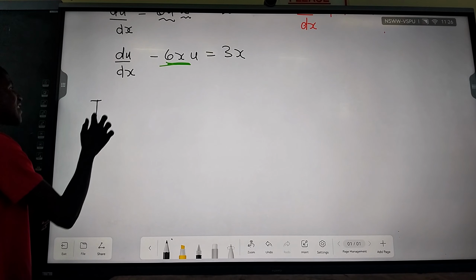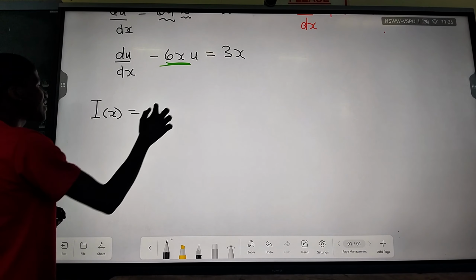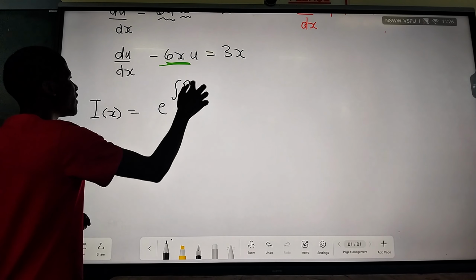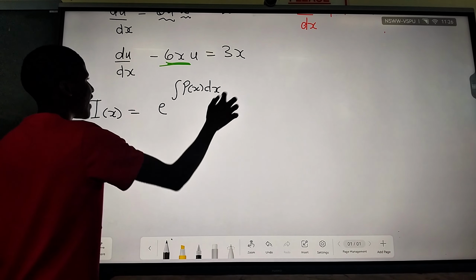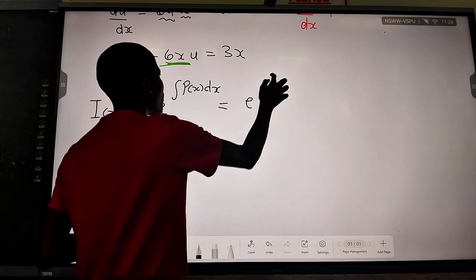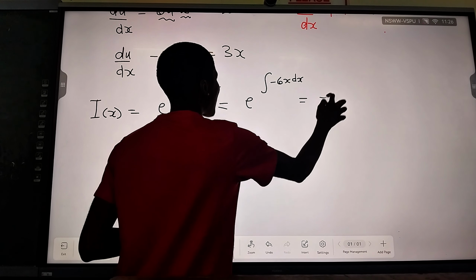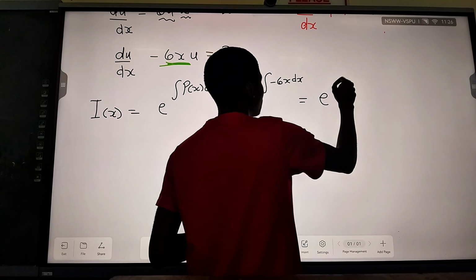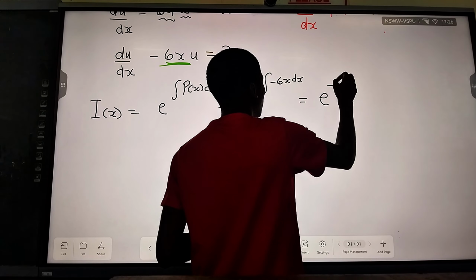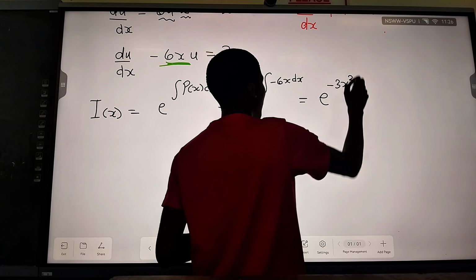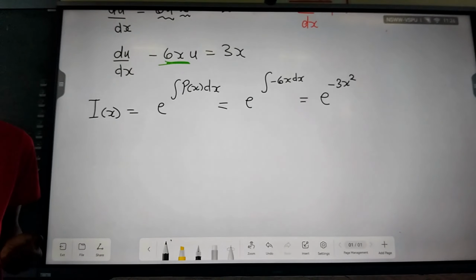What do you do to your linear differential equation? Find the integrating factor. The integrating factor is e to the power of the integral of p(x) dx. Here, this is e to the power of the integral of negative 6x dx. The integral gives us e to the power of negative 3x squared. So this is the integrating factor.